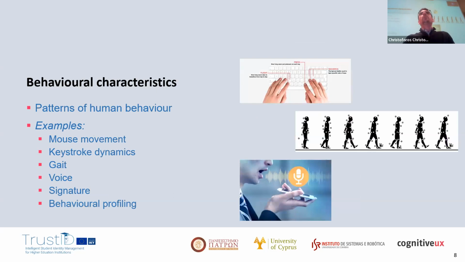The second type of biometrics relates to behavioral characteristics of individuals. And these are mostly based on patterns of human behavior. Some examples include the way we move the mouse or the way we type on the keyboard. Each person has some sort of unique behavior that can identify them, based on the pattern they type or move the mouse, the way they walk, for example, or based on their voice, their signature, or their behavioral profiling.